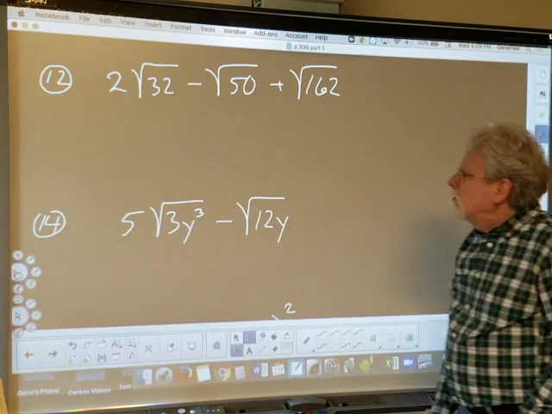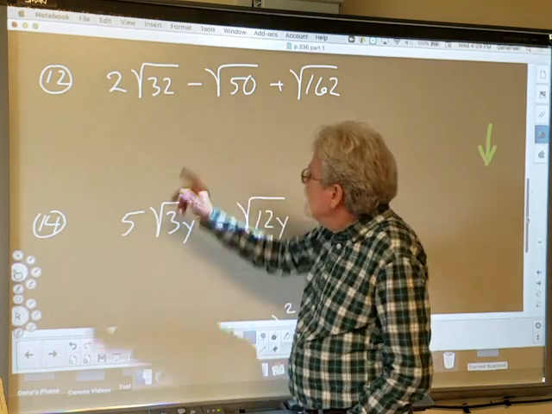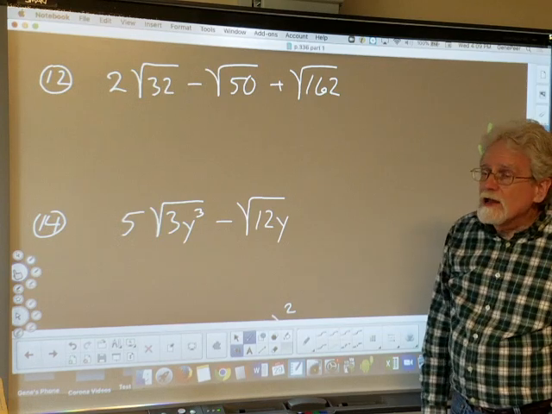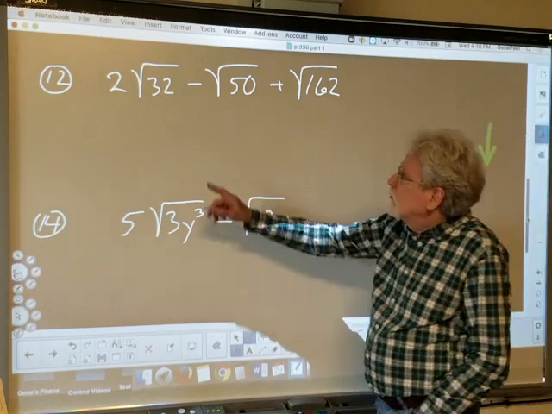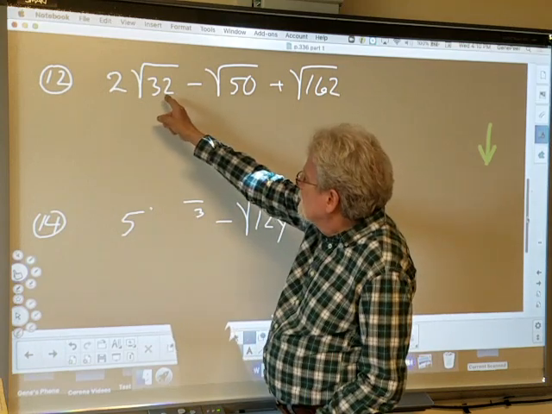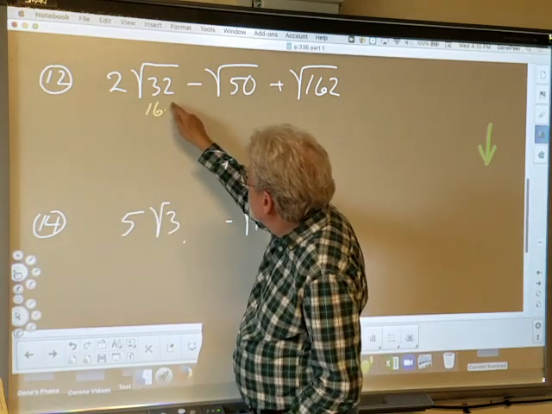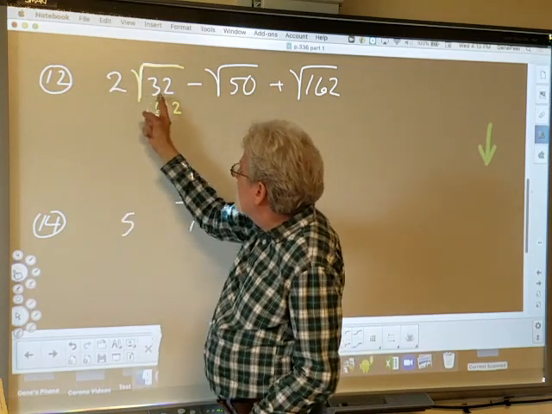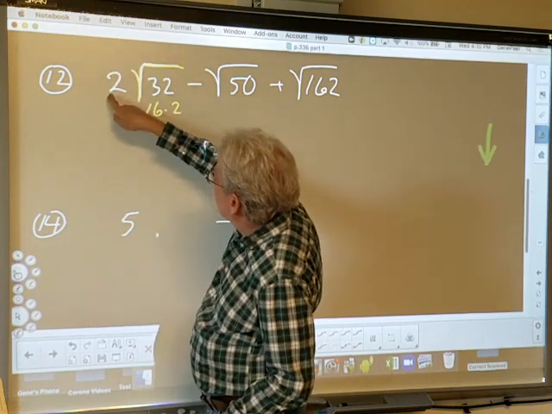Okay, number 12. Number 12, remember, you can only combine like radicals. These don't look like radicals, but they are. They are like radicals in disguise. Yes, because we can simplify square root of 32. What perfect square can be factored out of a 32? How about 16 times 2? Because I know the square root of 16, pa-ching, pops out, becomes a 4. The square root of 16 is 4. But it's 4 times the old 2 that was already out there.